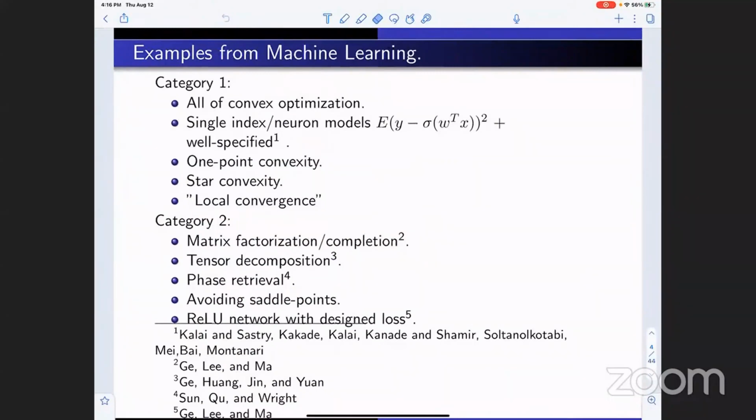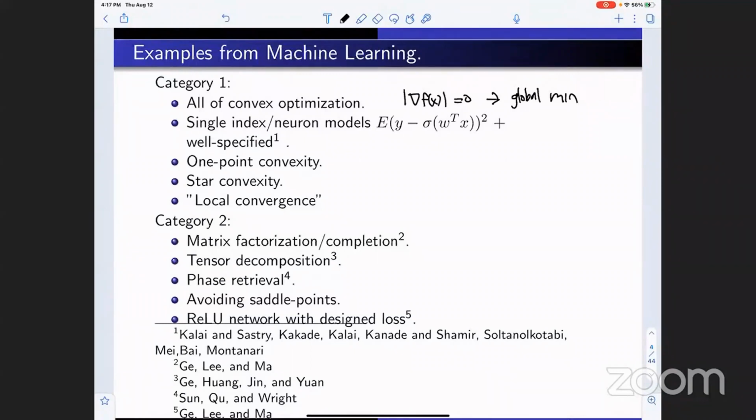Category 1 essentially contains all of convex optimization. If you have convex optimization, gradient of f at x being 0 implies global min. And of course, if the gradient is not 0, then you're not at a global min. So you can keep making progress until the gradient hits 0, which gradient descent will always hit eventually. And then you must be at a global min.